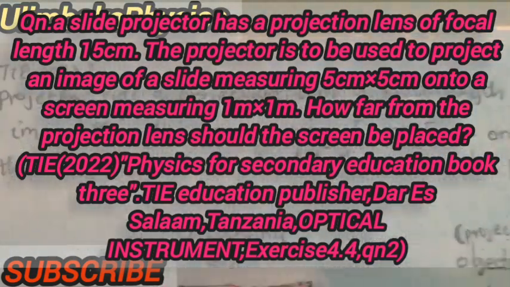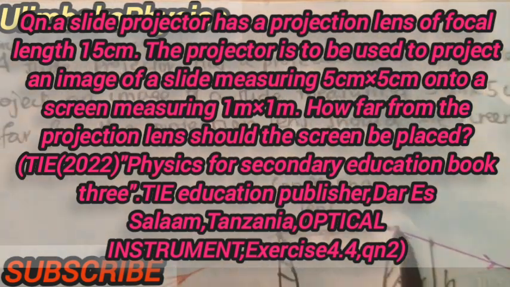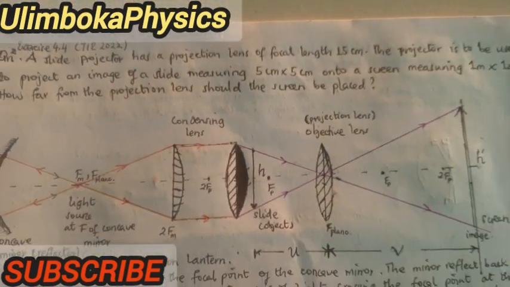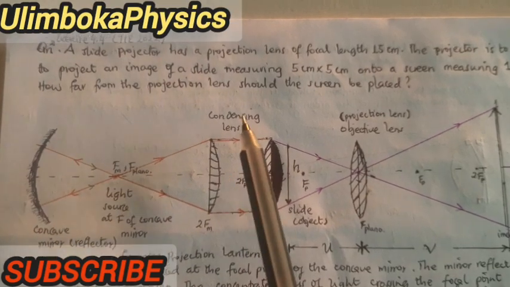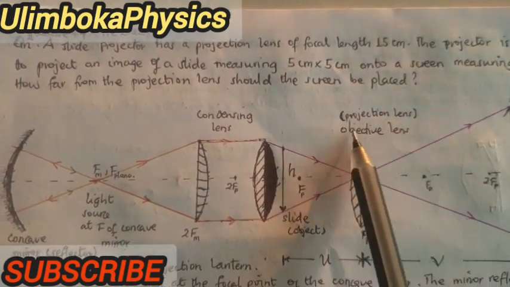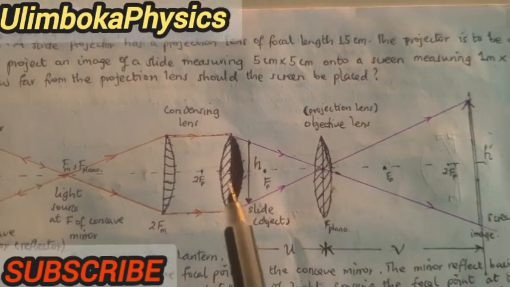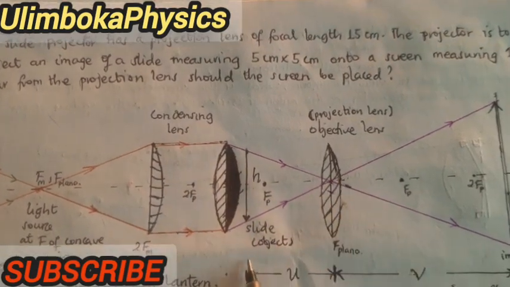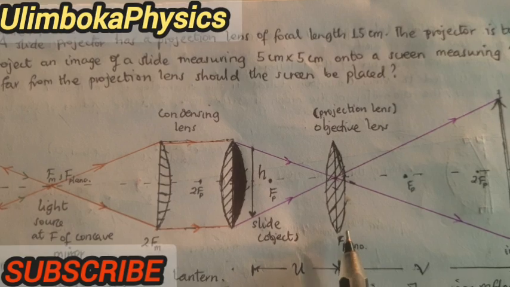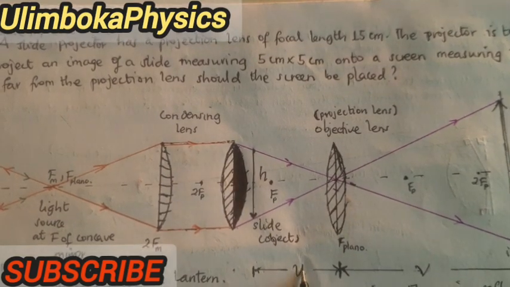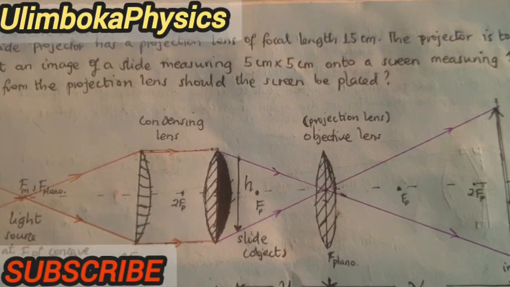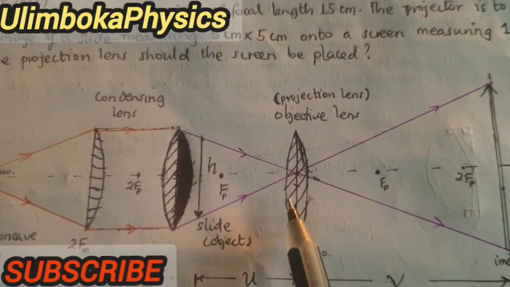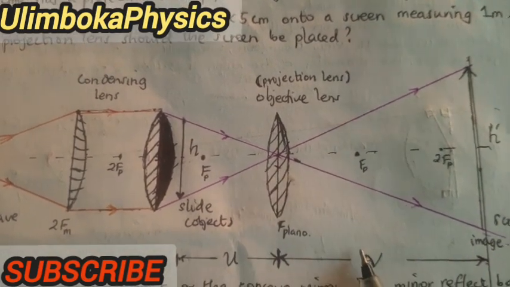Let us consider the diagram that shows important parts of a projection lantern. As you can see below, we have a reflector, condensing lens, projection lens or objective lens, and the screen. The slide is placed between the condensing lens and the objective lens. This is the distance from the slide to the projection lens, which is the object distance by that arrangement. Therefore, this slide is the object. Now, the distance from the projection lens to the screen is the image distance.